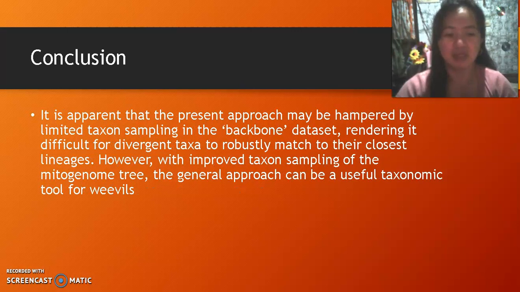Conclusion. It is apparent that the present approach may be hampered by limited taxon sampling in the backbone dataset, rendering it difficult for divergent taxa to robustly match to their closest lineages. However, with improved taxon sampling of the mitogenome tree, the general approach can be a useful taxonomic tool for weevils.